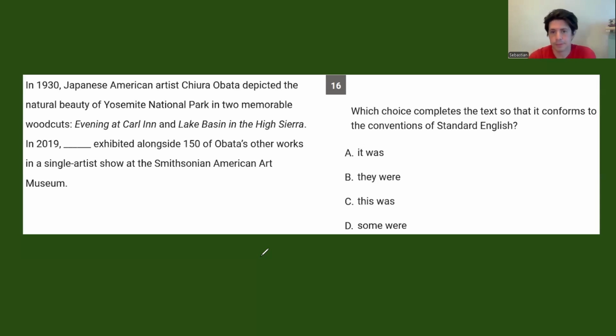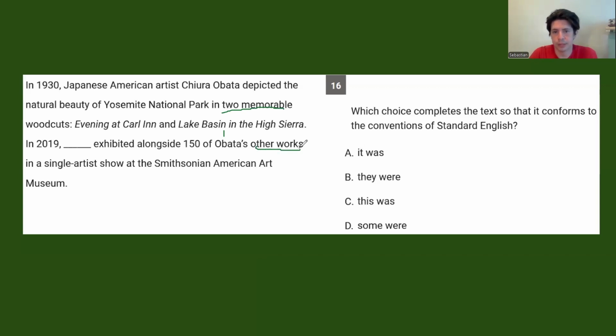We're going to have it was, they were, this was, some were. So the question is first, is it plural or singular? And then it's going to be they or some or it versus this. So in 2019, blank alongside other works. So that means this is some sort of work. Okay, and it's 2 memorable woodcuts, right? 2 memorable woodcuts. Other works, right? So that means it's plural.